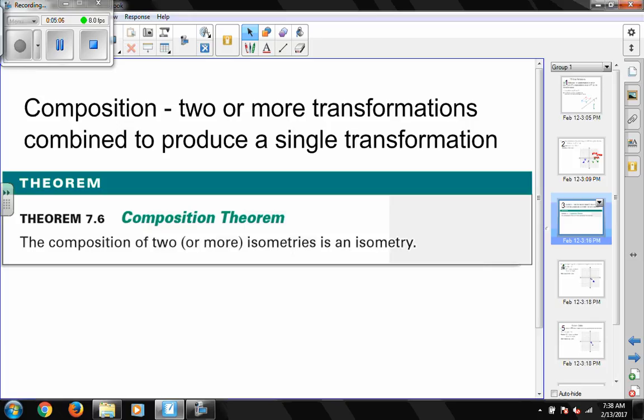What we want to start talking about now is a composition, and that's really just two or more transformations combined to produce a single transformation. So really, if you look at a glide reflection, it would fall under the category of a composition, but we can go deeper and do some different transformations and get a different set of orders. Another thing is if we have a composition of transformations that are themselves isometries, then the resulting composition will still be an isometry.